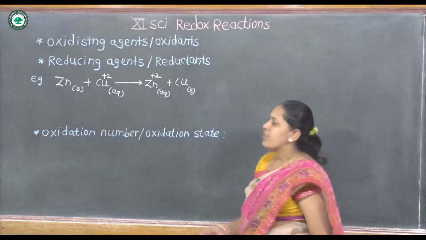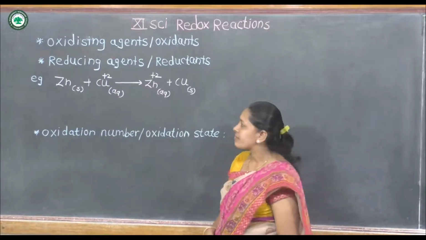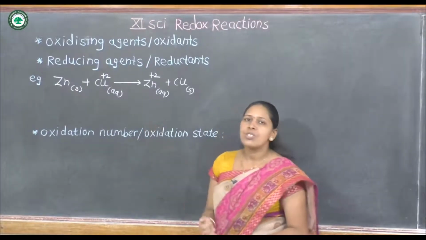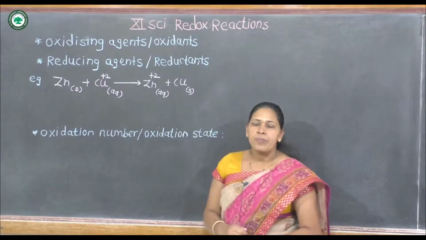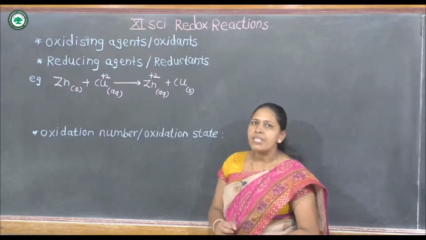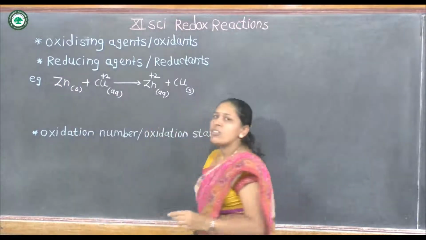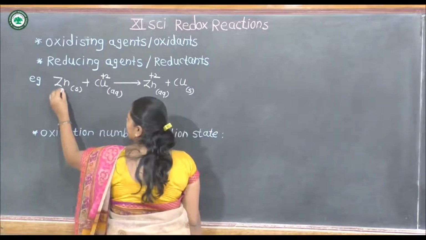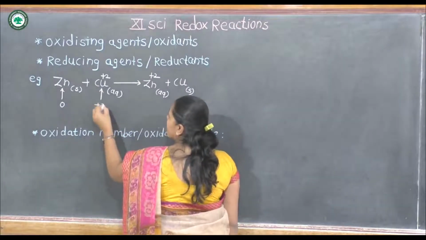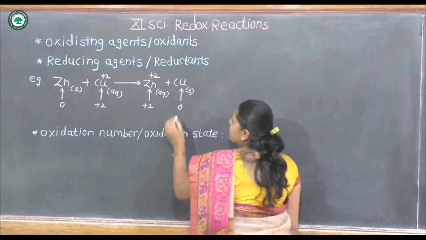Here is one example: the cell reaction in the Daniell cell, zinc metal plus copper 2+ ions gives zinc 2+ ions and copper metal. We have already studied this reaction in a previous lecture. Therefore here, the charge on zinc metal is 0, the charge on copper 2+ ion is +2, the charge on zinc 2+ ion is +2, and the charge on copper is 0.